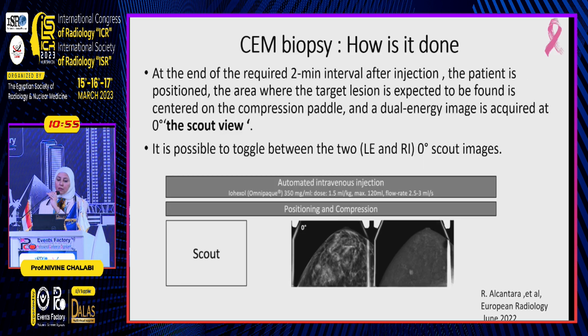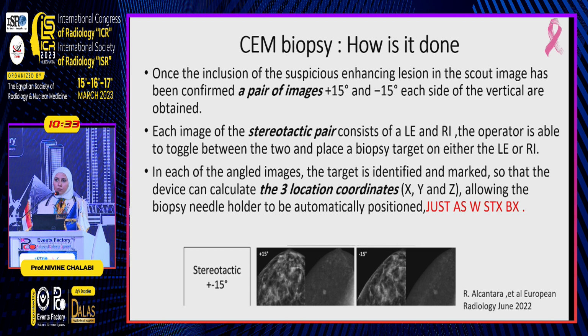How is it done? It's a regular contrast-enhanced mammography. After a 2 minute interval, the patient is positioned, and the target lesion is expected to be found, centered in the compression paddle, and a dual energy image is acquired at 0 degrees, which is the scout view. It is always possible to toggle between the low energy and the recombined energy images. A pair of images at plus or minus 15 degrees is taken, and for each image of the stereotactic pair you can toggle again between the recombined and the low energy.